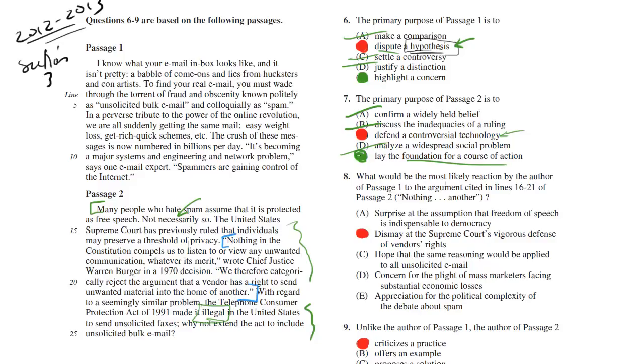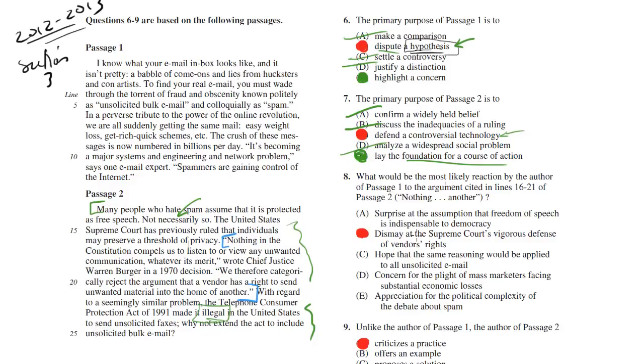There's nothing in the Constitution that requires, in order to protect free speech, that we listen to anything that's told to us. A vendor does not have a right to send unwanted material into the home of another, right? So you cannot be forced to listen to something or receive a particular kind of communication just because free speech is allegedly protected. That's the argument. So the question is, how would passage 1 respond to that? It's a bit unclear exactly. I mean, presumably passage 1 would like this because it maybe would be a way to defend us against spam, but it's not exactly clear what passage 1 would say. We know certainly they probably would be positive about it.